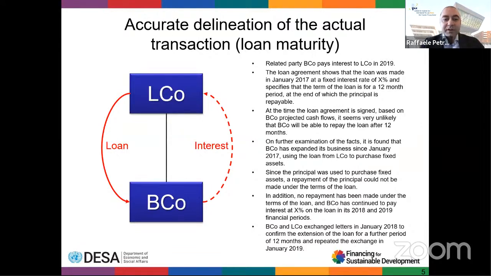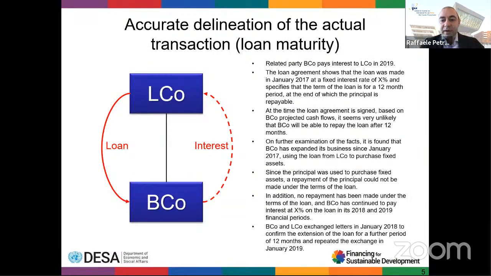So we have the first example here that shows how you can actually delineate the transaction looking at a specific issue of loan maturity. I hope you can all see the slide and read it together with me. So we have related party BICO that pays interest to ALCO in 2019. The loan agreement shows that the loan was made in January 2017 at a fixed interest rate of X% and specifies that the term of the loan is for a 12-month period, at the end of which the principal is repayable. At the time the loan agreement is signed, based on BICO's projected cash flows, it seems very unlikely that BICO will be able to repay the loan after 12 months.